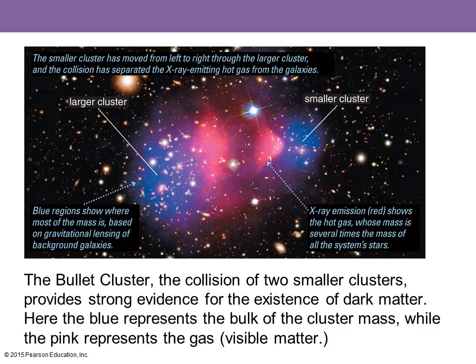The bullet cluster, a collision of two smaller clusters, provides some evidence for the existence of dark matter. Here the blue color represents the bulk of the cluster mass, while the pink represents the gas, which is the visible matter. So we think this cluster may actually be a combination of visible matter and dark matter.